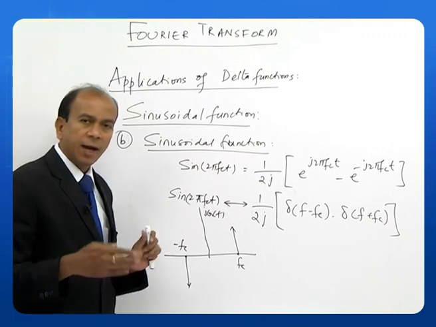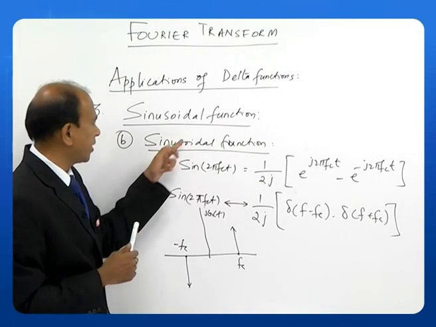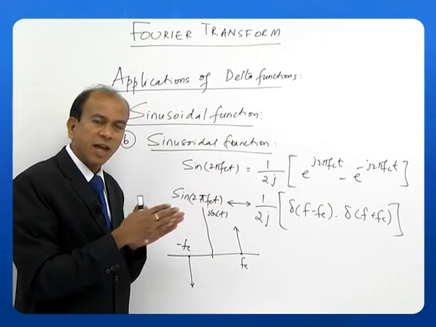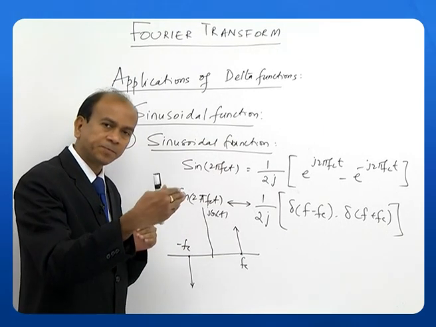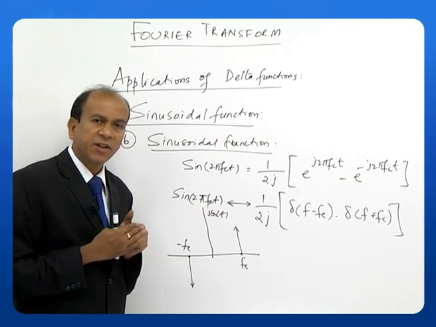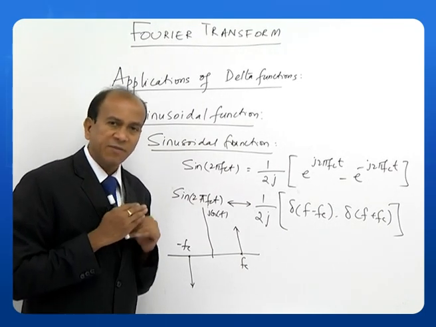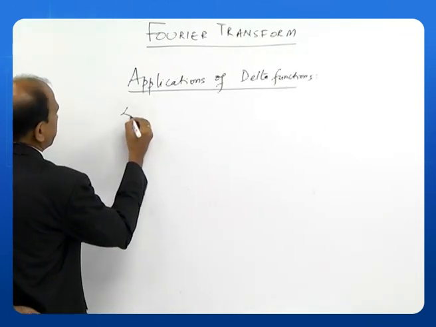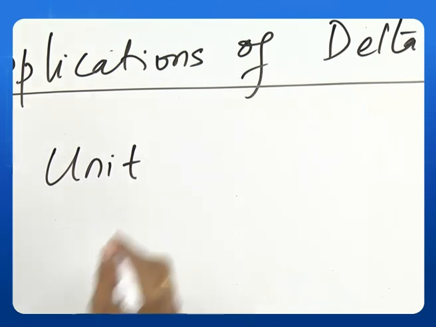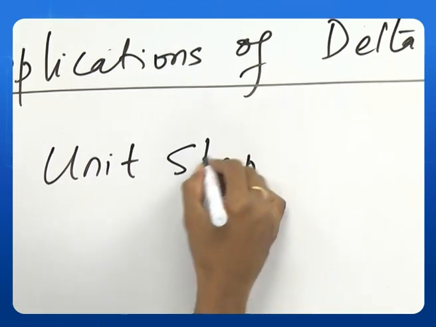So, when I apply the delta function to sinusoidal functions, again we can represent a cosine function in terms of delta functions. We can also represent a sinusoidal function in terms of delta functions. Let us see the other application, that is unit step function.